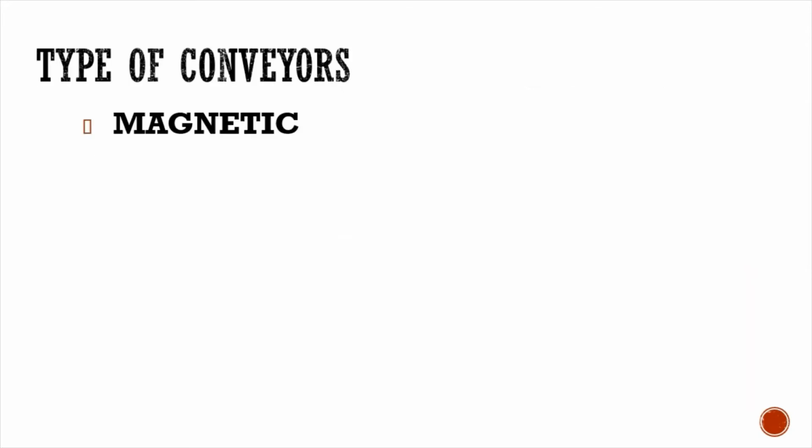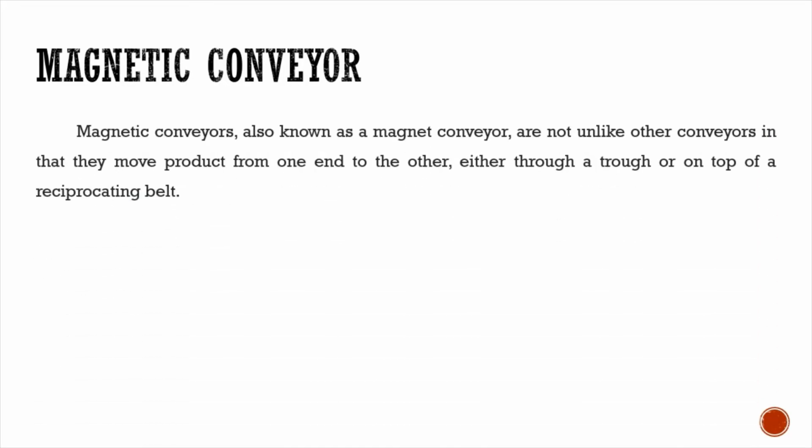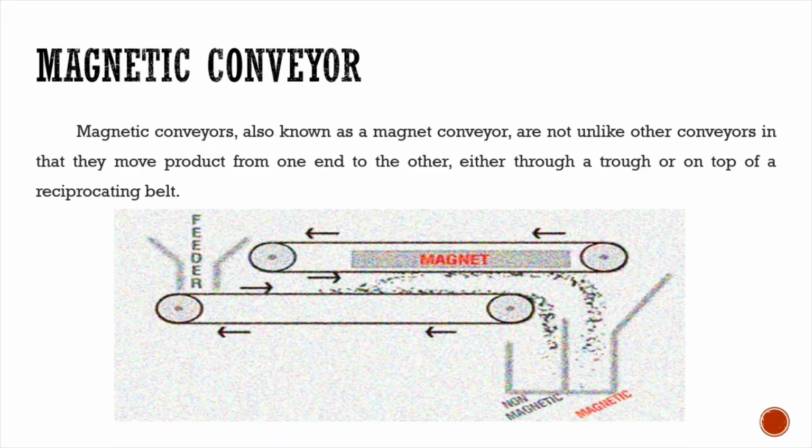Another type of conveyor is the magnetic. Magnetic conveyors, also known as magnet conveyors, are not unlike other conveyors in that they move product from one end to the other either through or on top of a reciprocating belt. It contains ceramic magnets in the bed of the standard conveyor. Magnetic conveyors hold ferrous parts fast to the belt and are ideal for elevation changes or part holding. They can be used in upside-down applications with the strength and size of magnetic field designed per application.